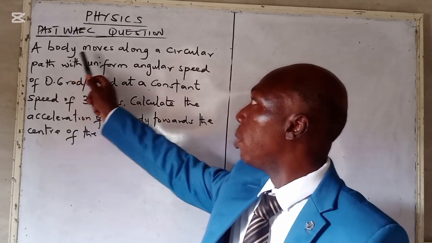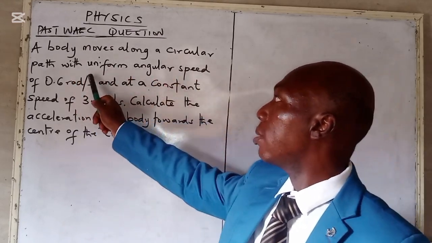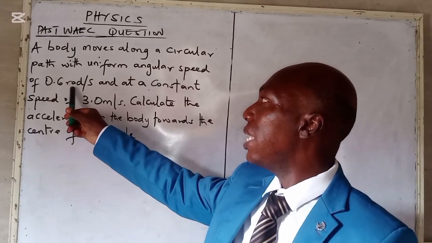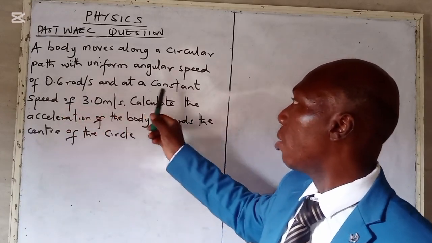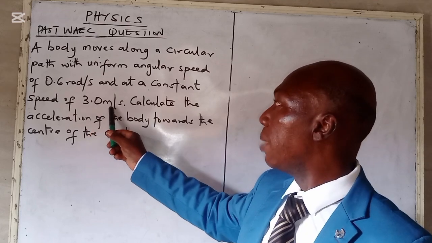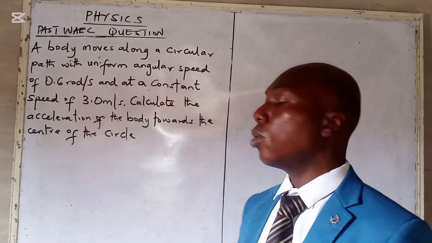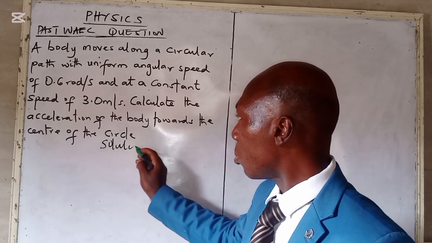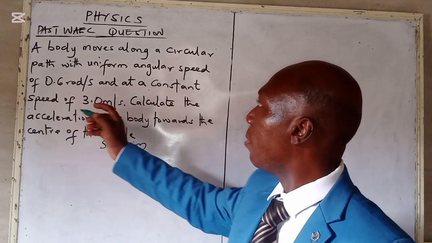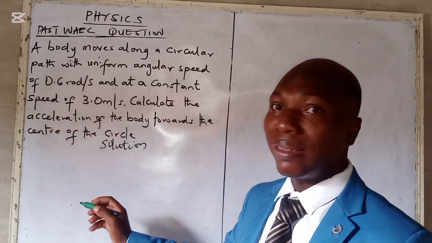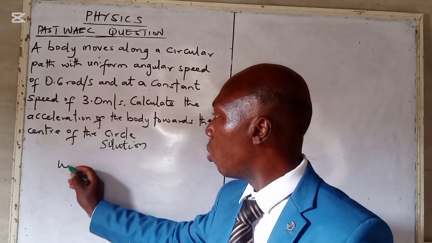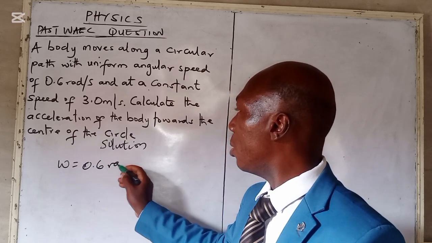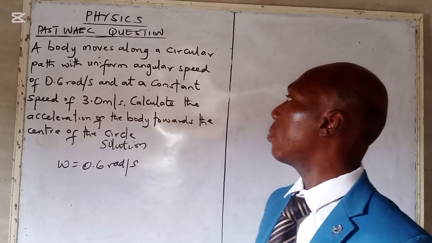Look at it. A body moves along a circular path with uniform angular speed of 0.6 radian per second and at a constant speed of 3 meters per second. Calculate the acceleration of the body towards the center of the circle. So we solve that by noting the 0.6 radian per second. That's the angular speed. We call it omega. That's 0.6 radian per second.